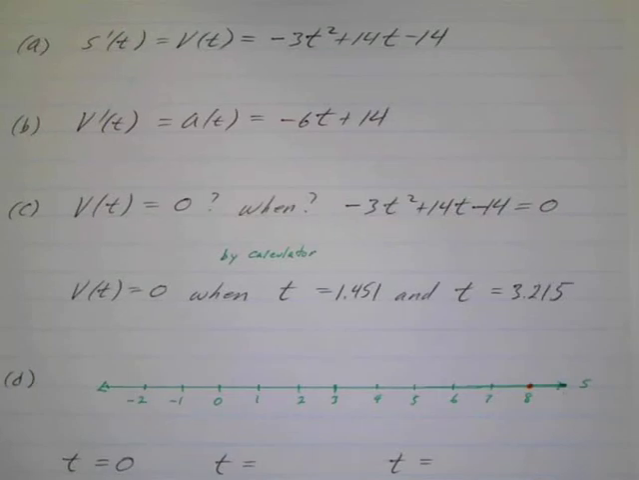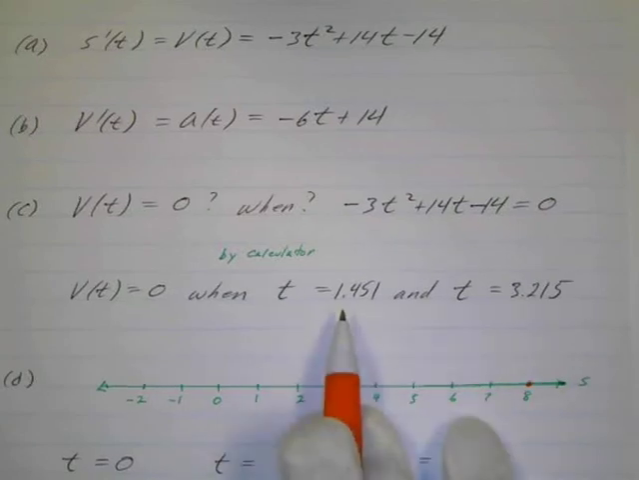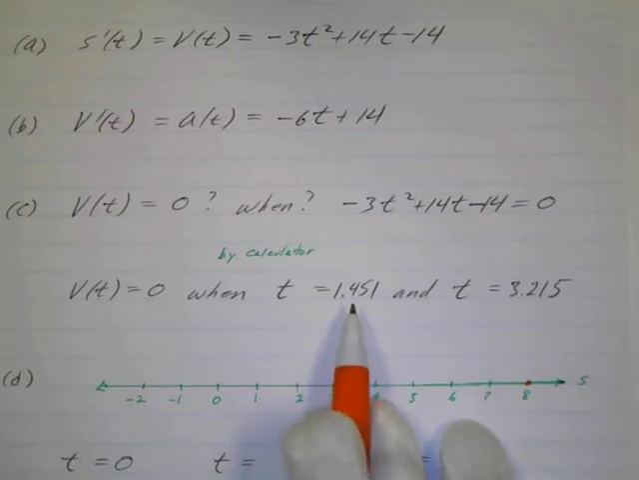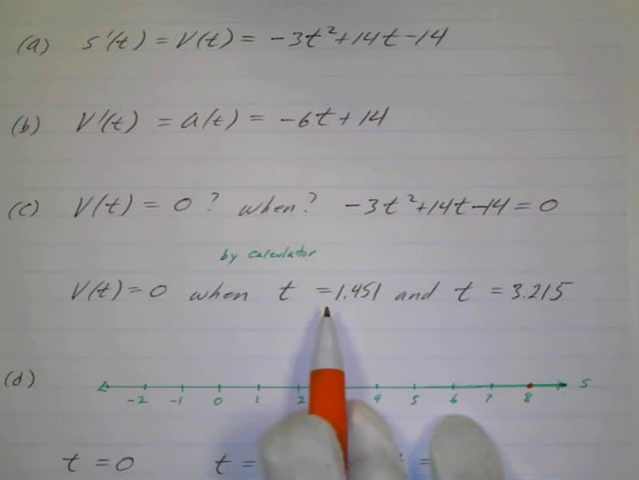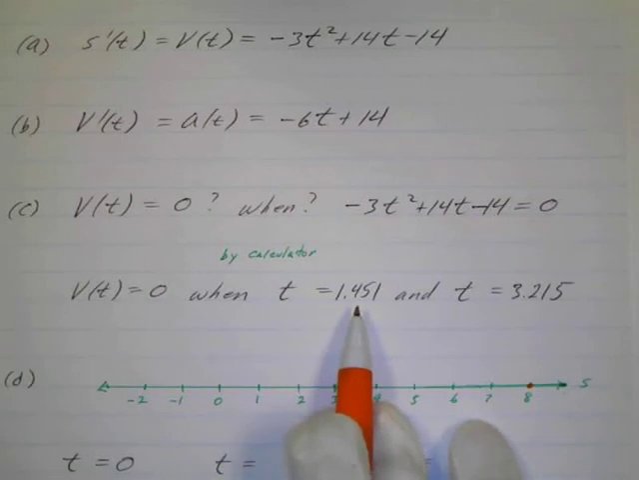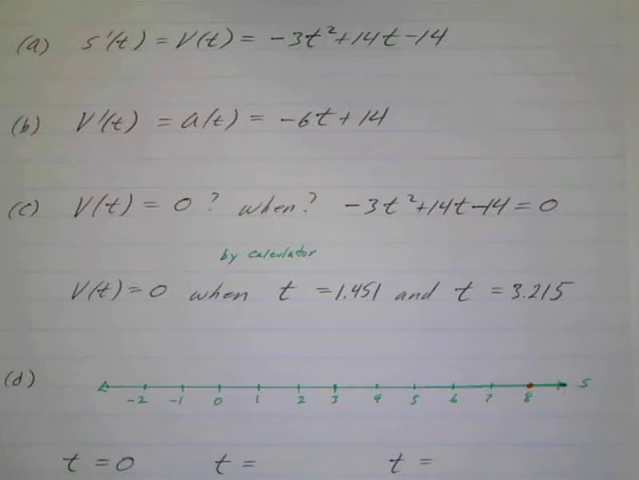And then I'm going to move to the left, as we said. We're going to move to the left until I get to t of 1.451 seconds. So after the first 1.451 seconds, I'll stop. But I'm moving to the left until then, because we looked at our velocity function.